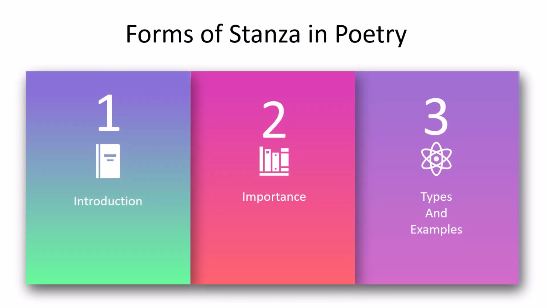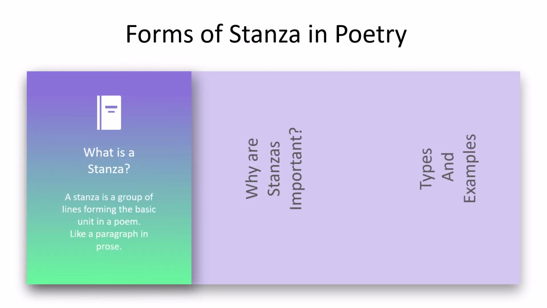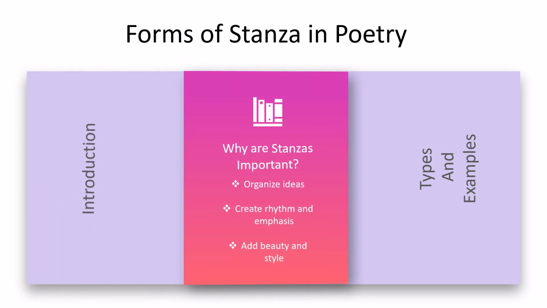Today we are here to explore the beautiful building blocks of poetry, the stanza, and its many forms. A stanza in poetry is a grouped set of lines with a recurring rhyme or rhythm. It gives the poem structure and flow. Stanzas help poets organize thoughts, emphasize emotions, and enhance the music of the poem.